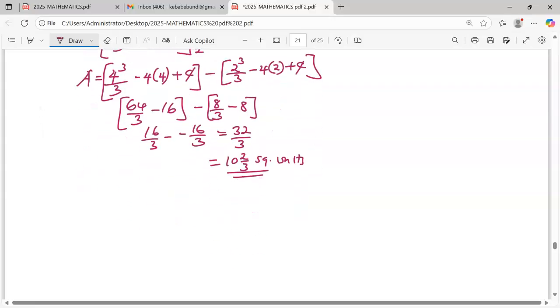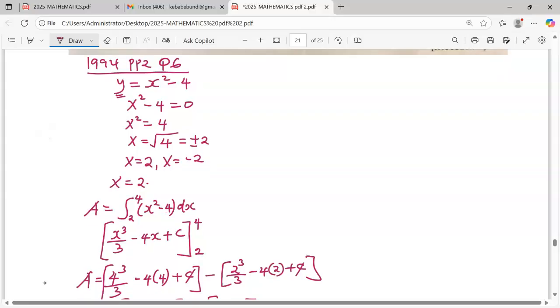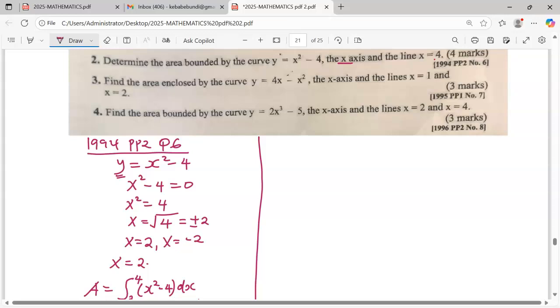as the answer to this particular question. Once we have done that, we move and get the next question. The next question is a question that was done in KCSE 1995, paper 2, question number 7. You can see from up here. And we are supposed to find the area enclosed by the curve, that is y is equal to 4x minus x squared, and the limits we have been given are between x is equal to 1 and x is equal to 2.